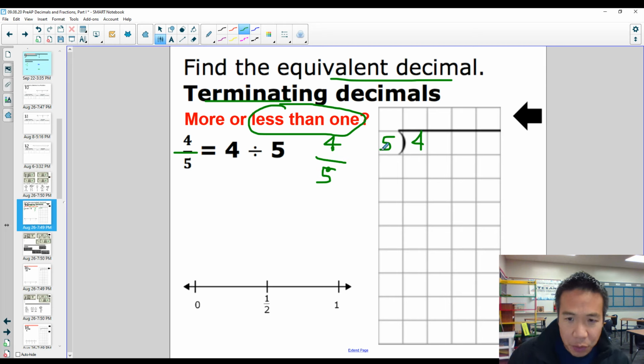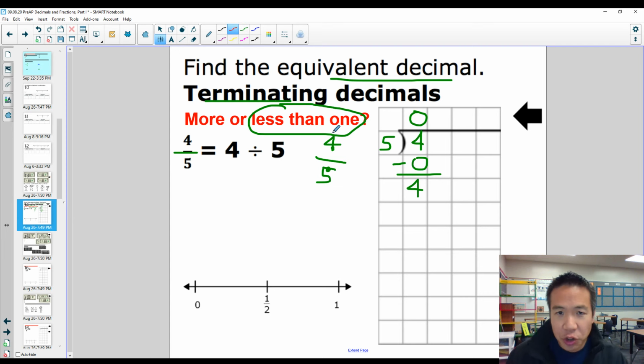Can 5 go into 4? 0 times. So 5 times 0 is 0. Subtract. What is the remainder? 4. In elementary school, your teacher may have said remainders are okay. But when you go to junior high and high school, you need to get rid of that remainder. You need to turn it into a decimal.